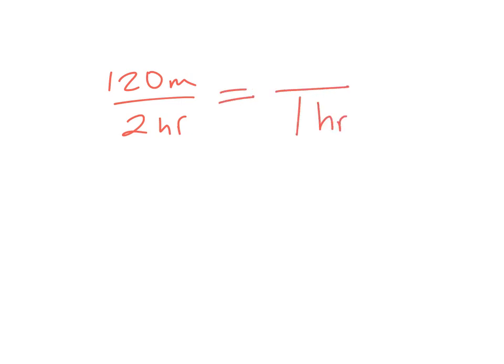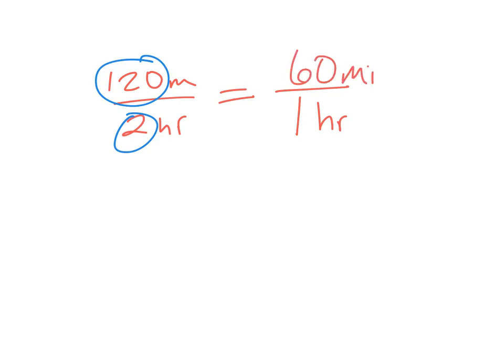Okay, so let's say I'm going 120 miles every 2 hours. This is a rate, right? A unit rate is when I simplify that to be over 1. So how do I simplify the 2 to be a 1? I just divide by 2, right? Whatever I do to the bottom, I do to the top. So what's 120 divided by 2?